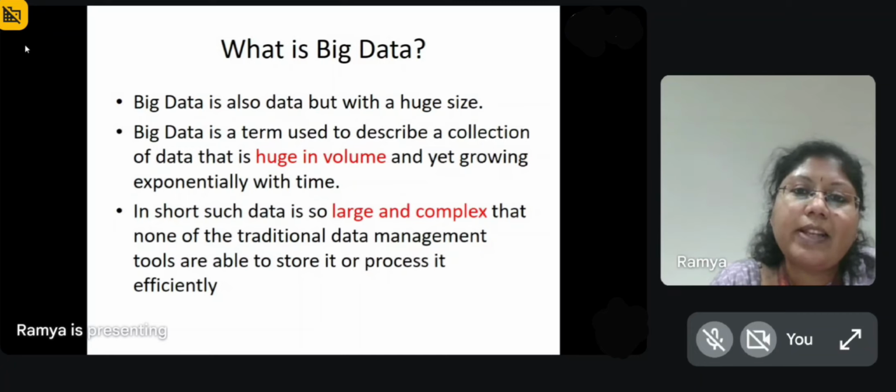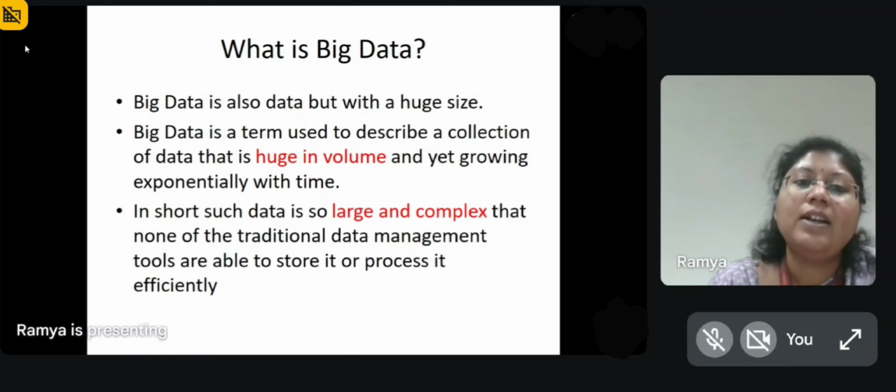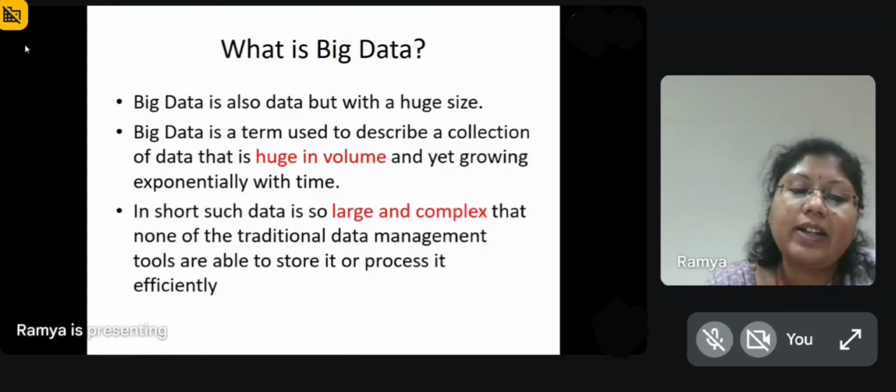But generally, when we speak about data, what is data? Data is considered to be raw facts, but it does not have relevant meaning. The processed data only is called information.